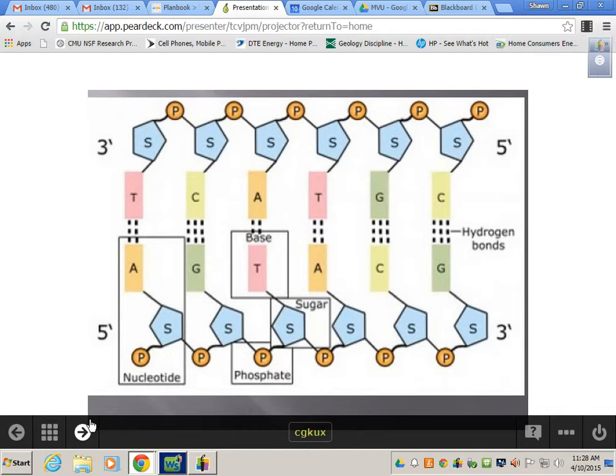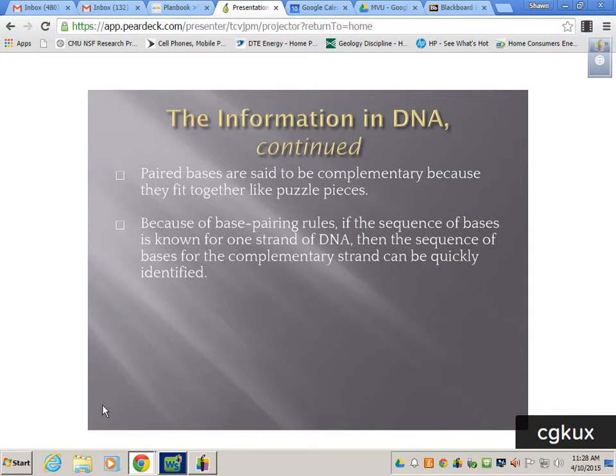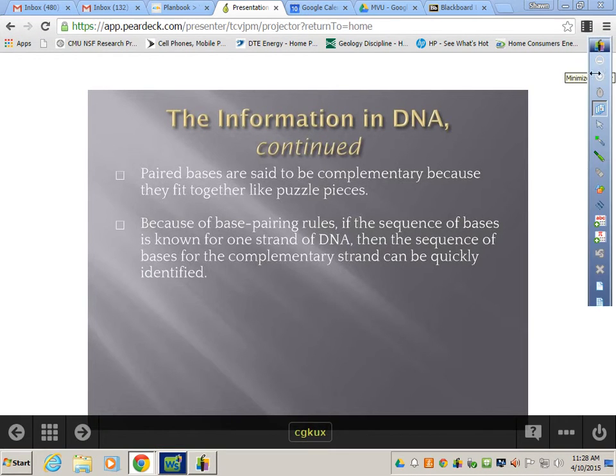Yeah, they won't bond. Think of them as 2 puzzle pieces that only bond together in a certain way, and if it's not the right puzzle piece, no dice. So paired bases are said to be complementary because they fit together like puzzle pieces, and because of the base pairing rules, if the sequence of bases is known for one strand of DNA, we automatically know the bases for the complementary strand, and it can be quickly identified.